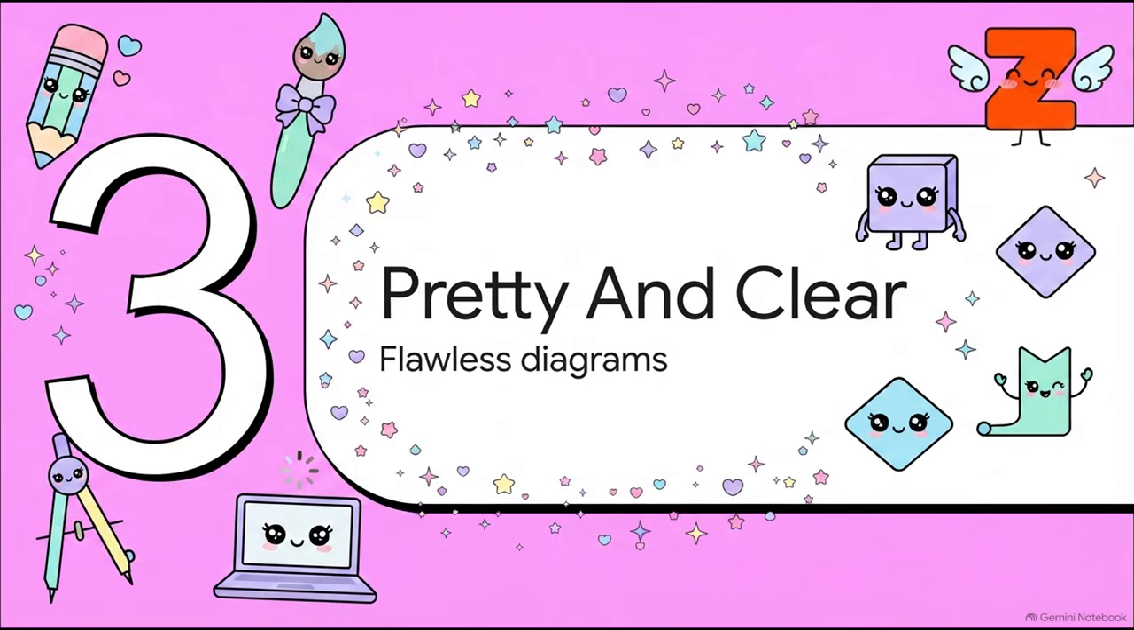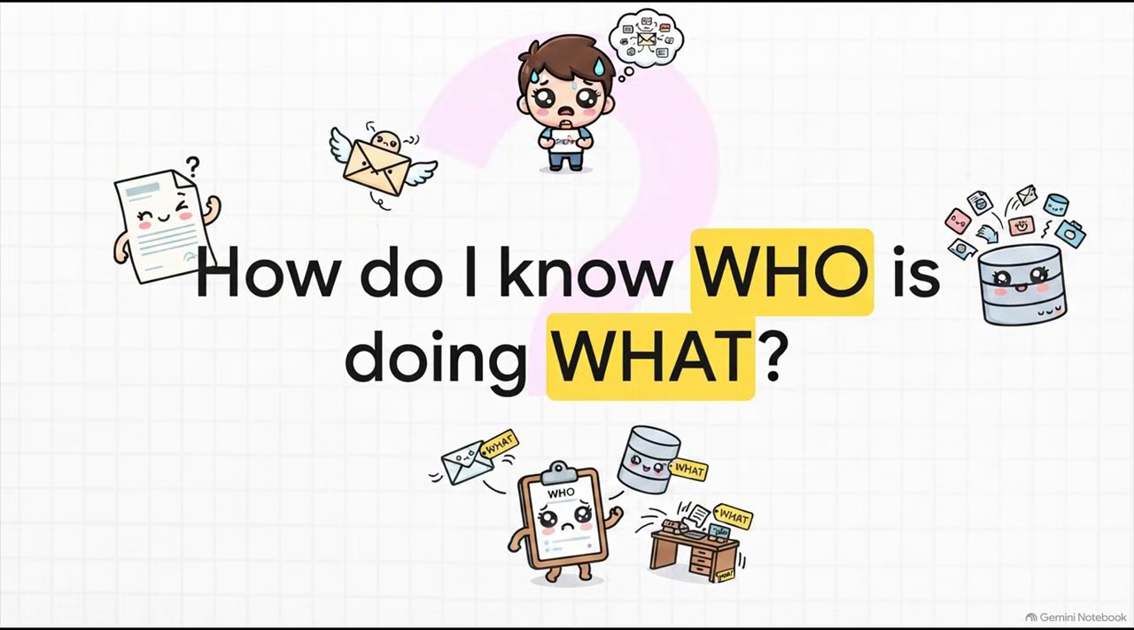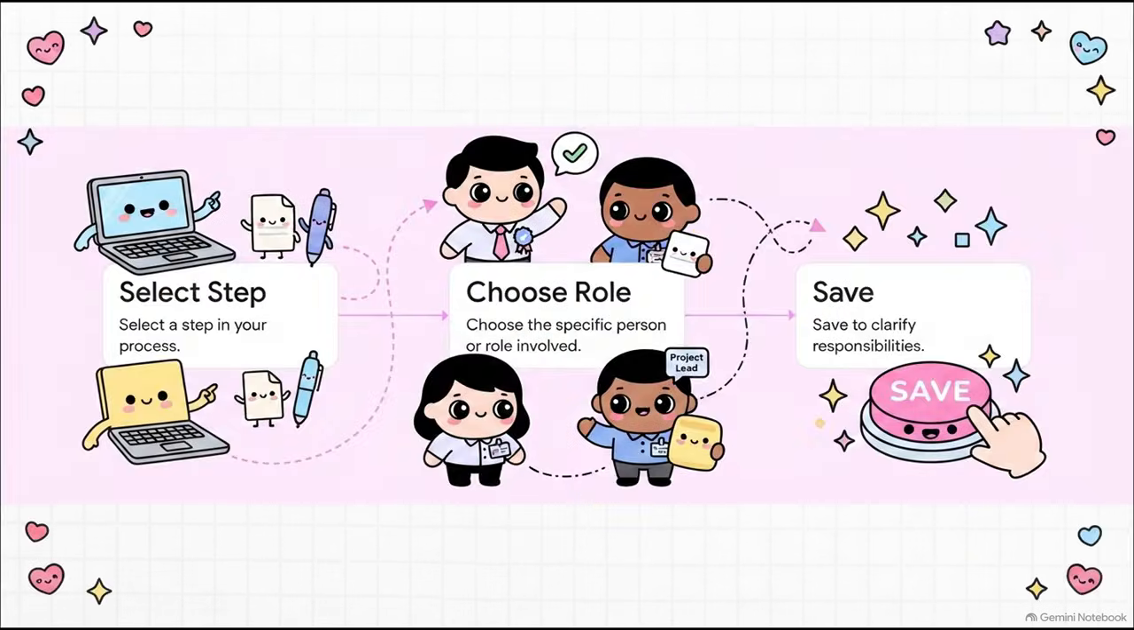Section 3. Making it pretty and clear. Honestly, my favorite part. Because a messy diagram is just a tragedy waiting to happen. When you have forms, emails, databases, and manual tasks flying all over the place, you might be wondering, okay, Miko, but how do I actually know who is doing what in this canvas? Right, so you use the Actors feature.